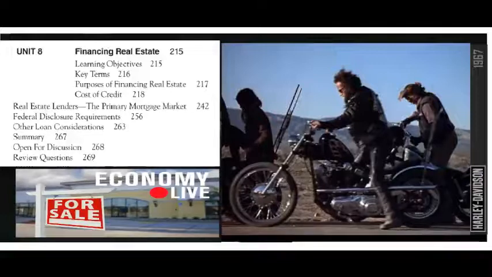Unit 8, Financing Real Estate, 257 of Regulation Z, including the loan estimate. Creditors must maintain records for 3 years after consummation of the transaction.